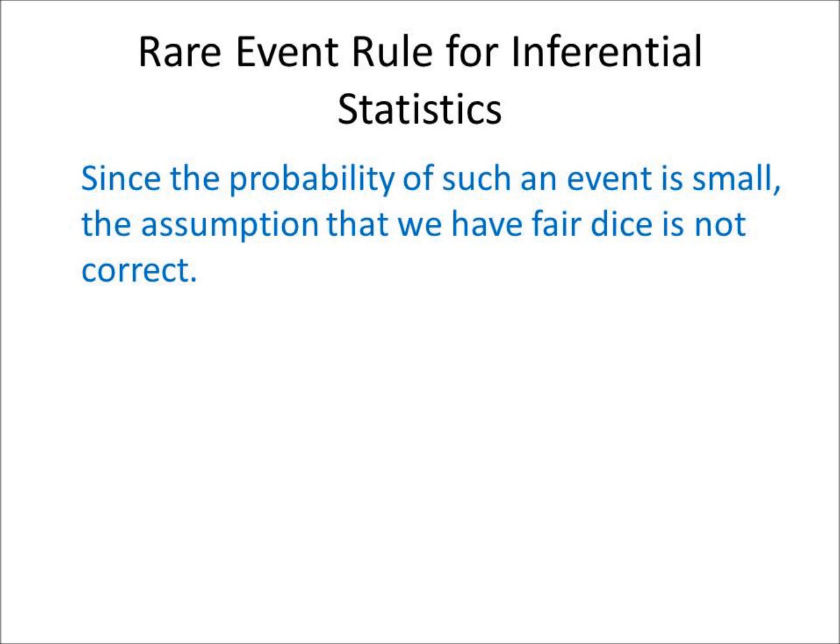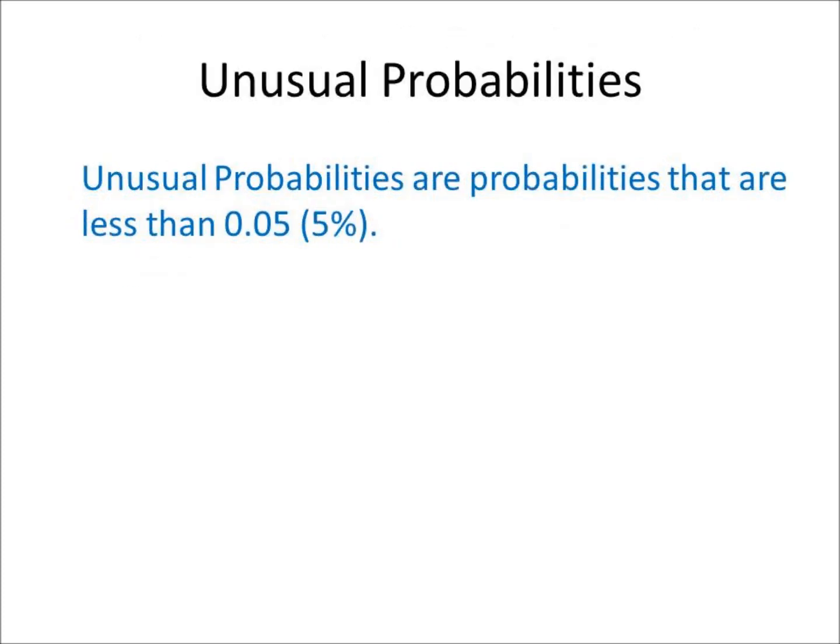There is a problem. We need a value, a cutoff point. Everything above the value would not be unusual. Everything below is unusual or rare. That value is 0.05 or 5%. Every probability equal to or above 5% is not unusual. Every probability below 5% is unusual or rare.